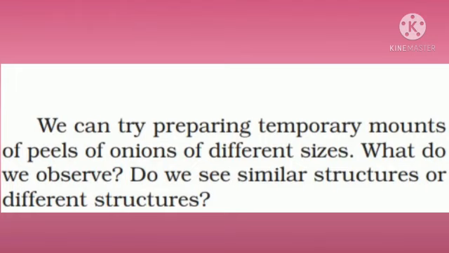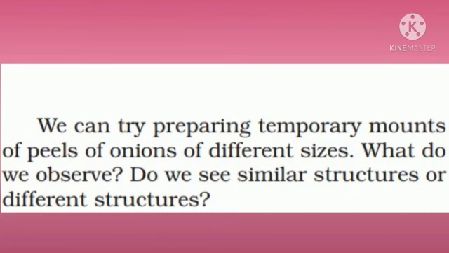Now you are going to prepare two different slides, one from a big onion and the other from a small onion. Here the question is, what do we observe? Do we see a similar structure or a different structure? Here the answer is, they may be of different sizes, but they will have a similar structure. That means both will have similar components.